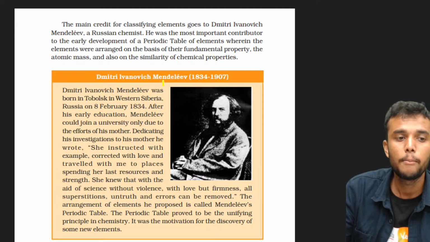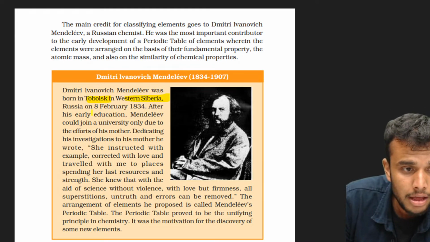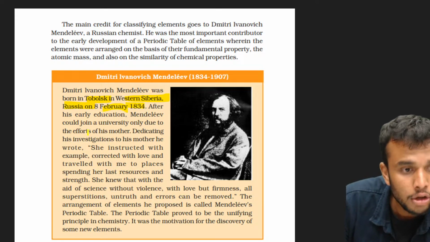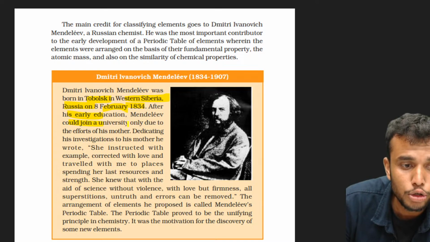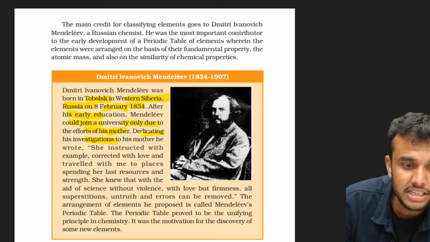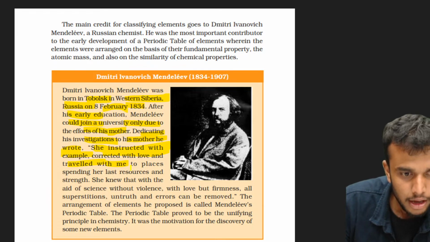Who is this? Mendeleev. Mendeleev was born in Tobolsk in Western Siberia, Russia. He was a Russian scientist, born on 8 February 1834. After his early education, Mendeleev could join a university only due to the efforts of his mother. Dedicating his investigation to his mother, he wrote: She instructed with example, corrected with love, and traveled with me to places, spending her last resources and strength.